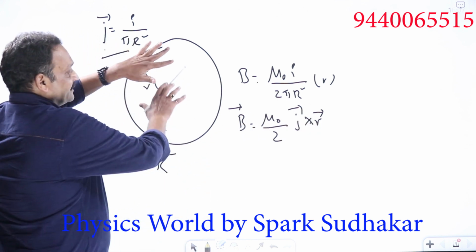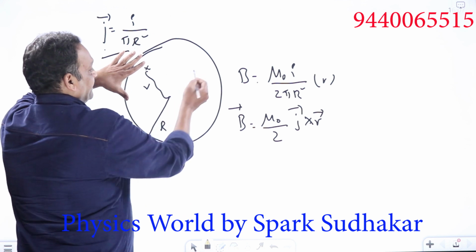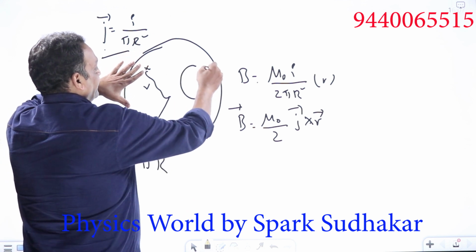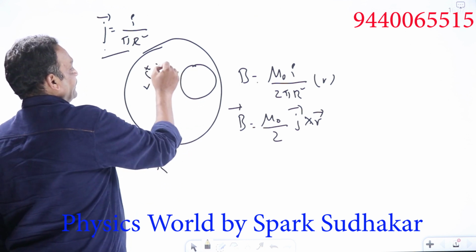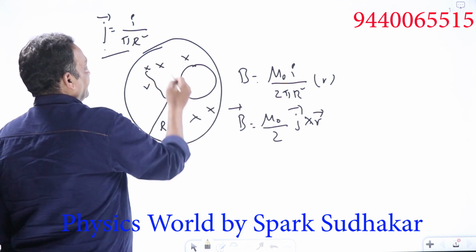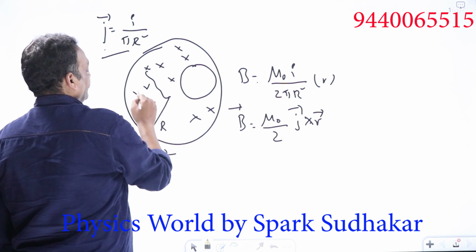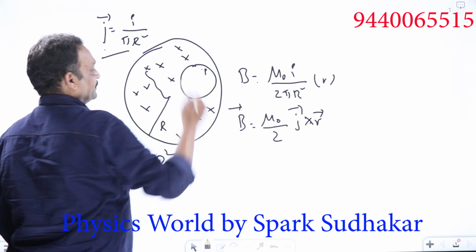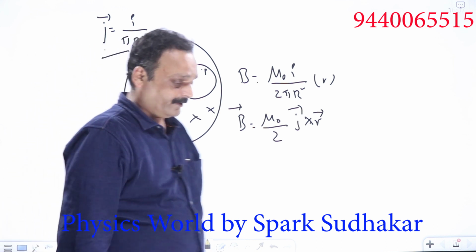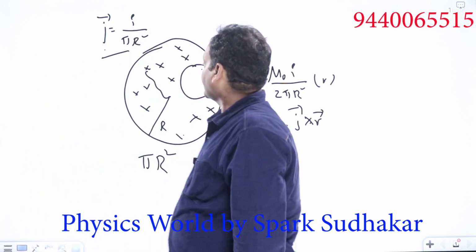Now this is not a uniform cross section. There is one cylindrical hole which has been cut like this. Here there is no current. Current is only in this region, with uniform current density J. Now what is the magnetic field at any point P inside this hole? That is the question. Right, now how do we proceed?